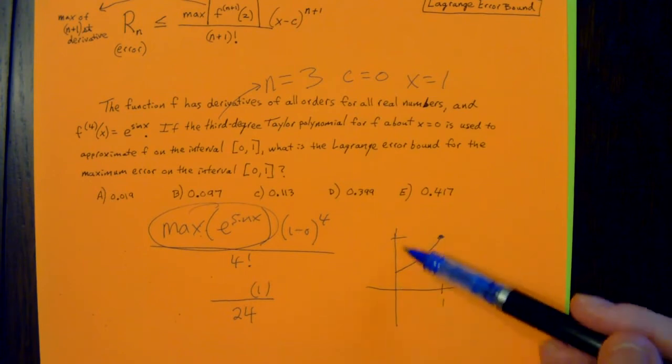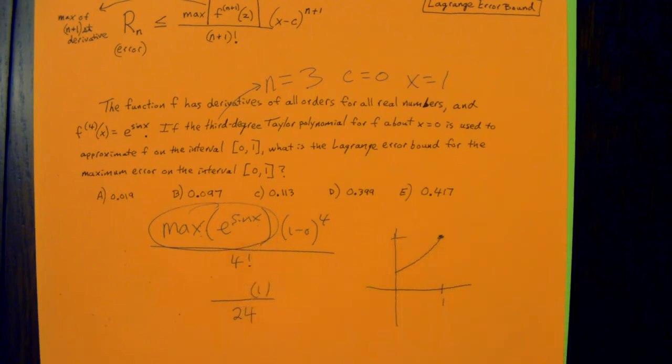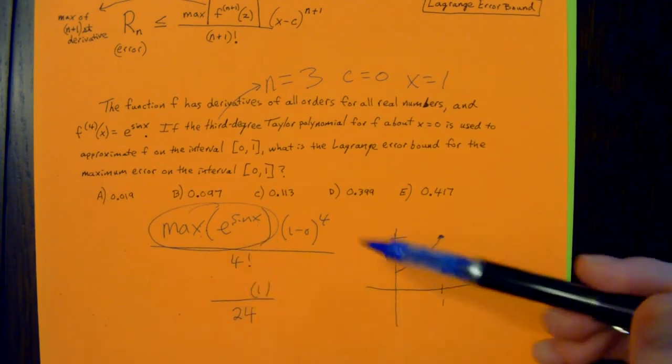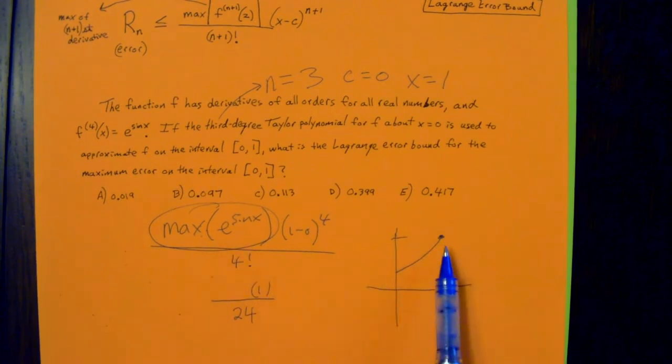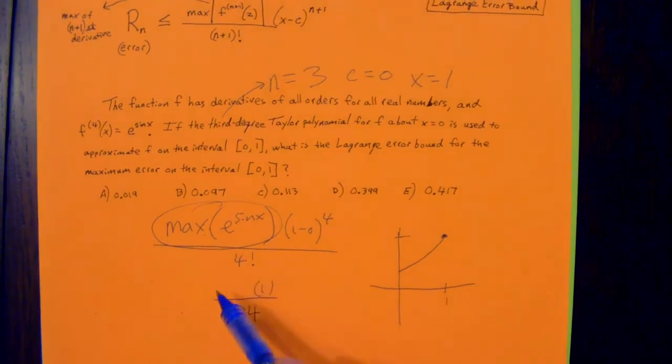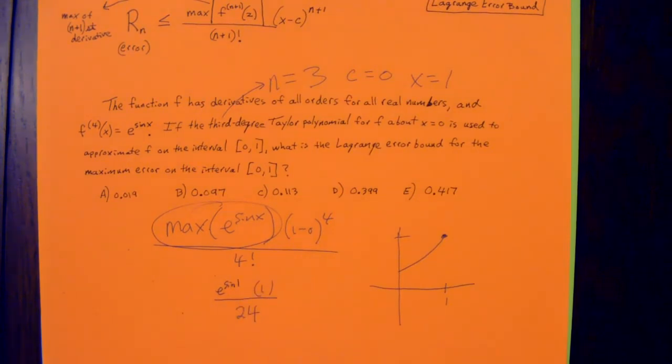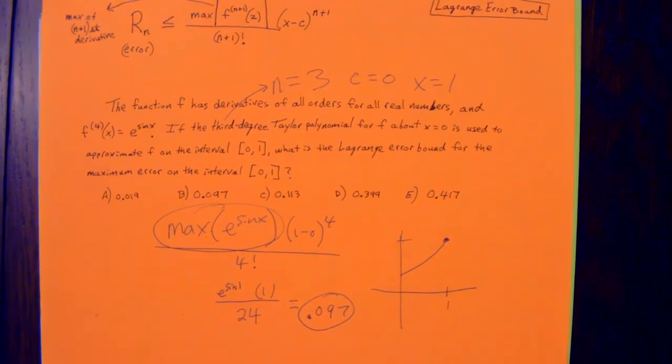If it went downhill, the maximum would occur at x equals 0, and then I could plug in the 0 for the x. But the maximum of that particular graph occurs when x equals 1. So if you just plug the 1 in for the x, you're just going to do e to the sine of 1, and then this is just calculator work, that's going to give you 0.0967, which is 0.097. So you'll get B for your answer right there.